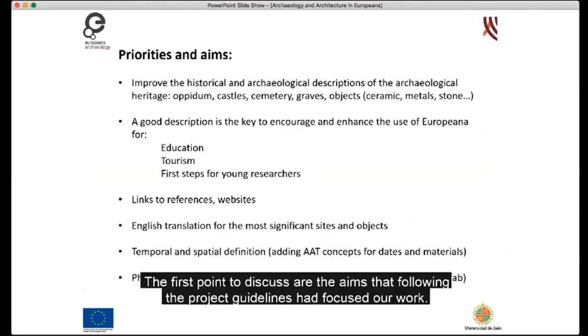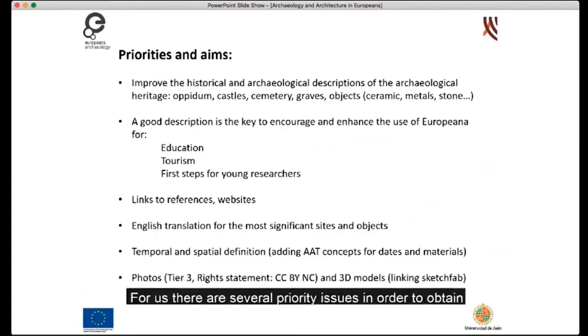The first point to discuss are the aims that, following the project guidelines, have focused our work. For us, there are several priority issues in order to obtain an interesting intellectual product for different audiences.